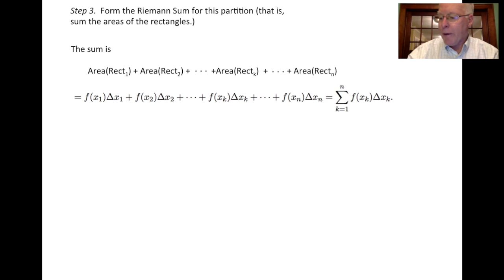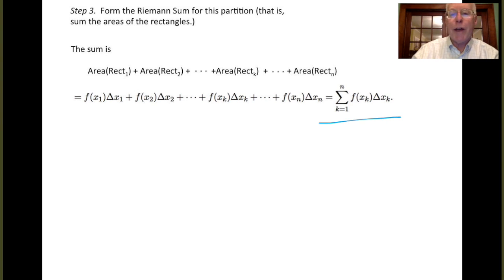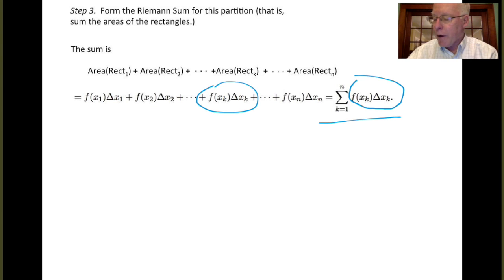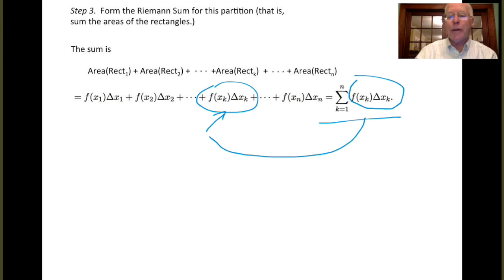And we can write that in summation notation by taking the summation as k runs from 1 to n, f of xk, delta xk. This is why I like to focus on that generic kth term, because if you really understand that, that is all you have to put in the sum. And then when you let k run from 1 to n, k equals 1 gives the first term, k equals 2 delivers the second, and so forth. So understanding the generic term is important if you want to use the summation notation.